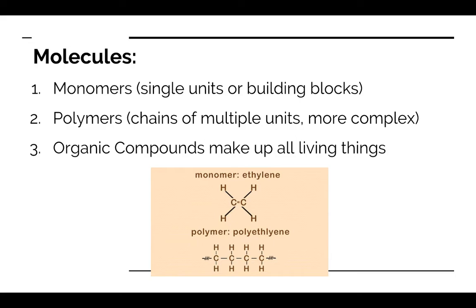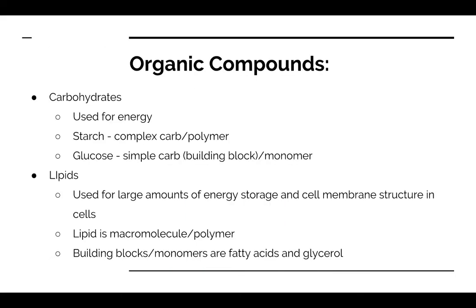So remember that there's three kinds of molecules really that we talked about. We talked about monomers. These are the single units or building blocks. Polymers are when you put a bunch of monomers together to build a longer chain or multiple units, which are more complex. And then we also talked about organic compounds. So these generally are bigger molecules. They make up all living things, and that's where we get that word organic.